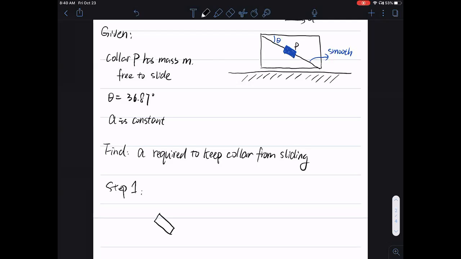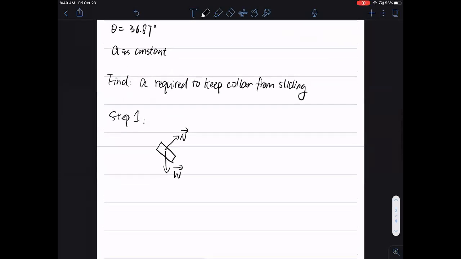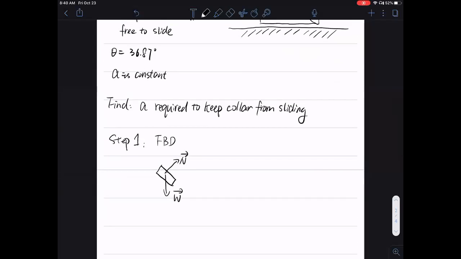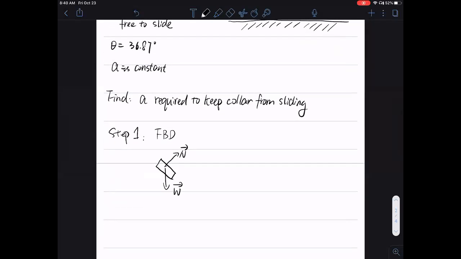So P is going to have a weight force, W, a normal force from that slide, N. And any other forces? Any other forces should be on your free body diagram. That's it? Just N and W? Do we have a friction force? No. It's smooth, so there's no friction. That's it. You only have two forces.